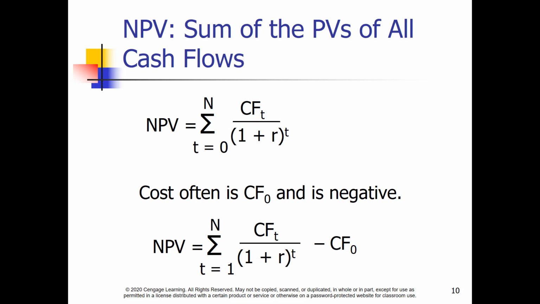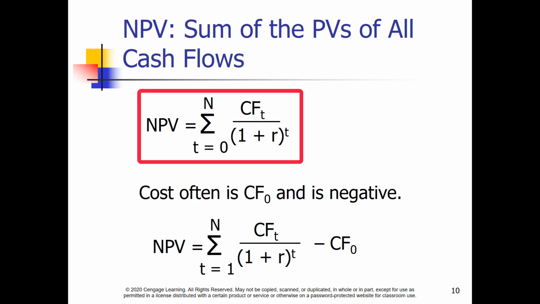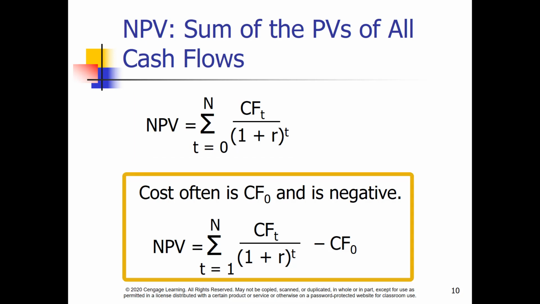The first method we'll cover is net present value. NPV is simply the sum of all the discounted cash flows of a project. It's net because you're netting out the PV of the inflows against the cost to start the project. Since cash flow 0 is frequently negative, the second version of the formula is usually the case.